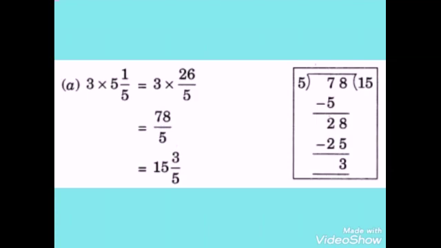Now it will become 3 into 26 by 5. While multiplying the numerators, 3 into 26 we will get 78, and the denominator is 5, which is equal to 78 by 5. Since it is an improper fraction, we have to convert it into a mixed fraction, so we are dividing 78 by 5. While dividing we will get 15 as the quotient and 3 as the remainder. So the mixed fraction conversion format is quotient, remainder by divisor, which is equal to 15 3 by 5.